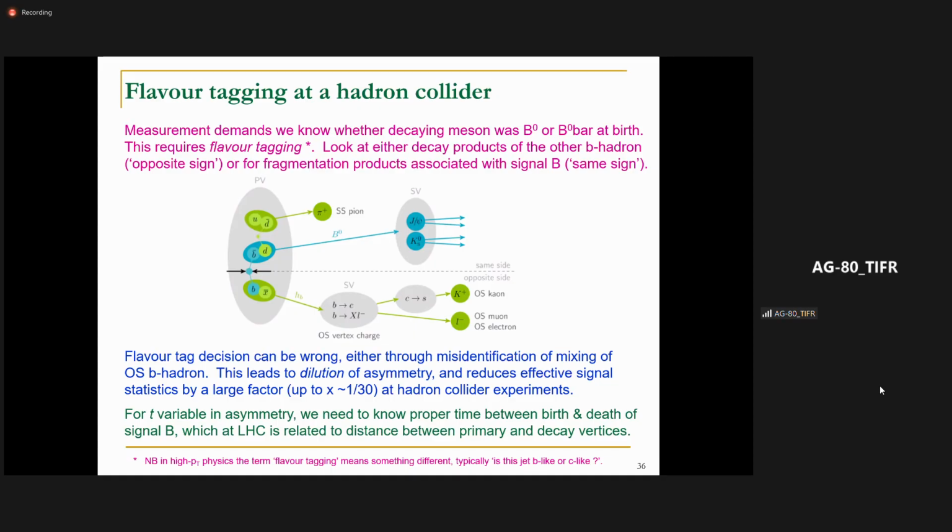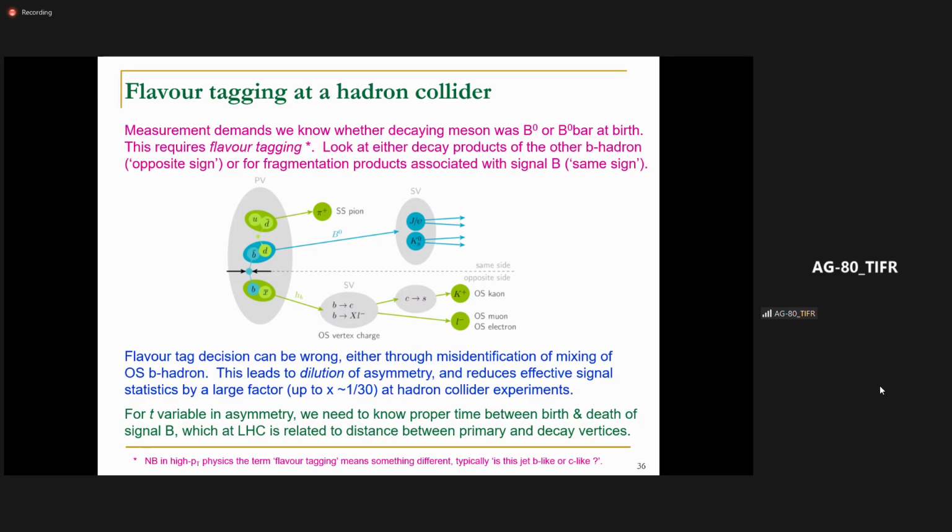So what you can do is detect that lepton and its charge, and it's mu minus, and that charge tells you what the B was when it was produced. From this, we infer that the other B was a B bar. You got it? And in B physics, this is known as flavor tagging.